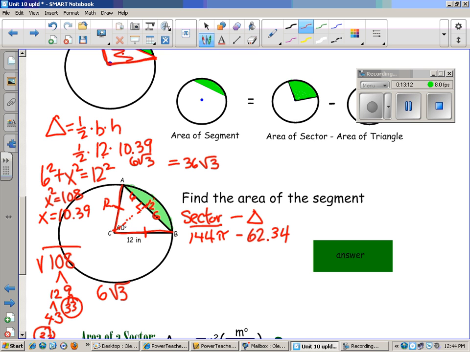Okay? But if I wanted an exact answer, I would just have to leave it like this. That's not pretty, but it's exact. If I wanted an inexact or rounded answer, then I would type in my calculator 144 times pi, and then minus 62.34. So that'd be like 400.